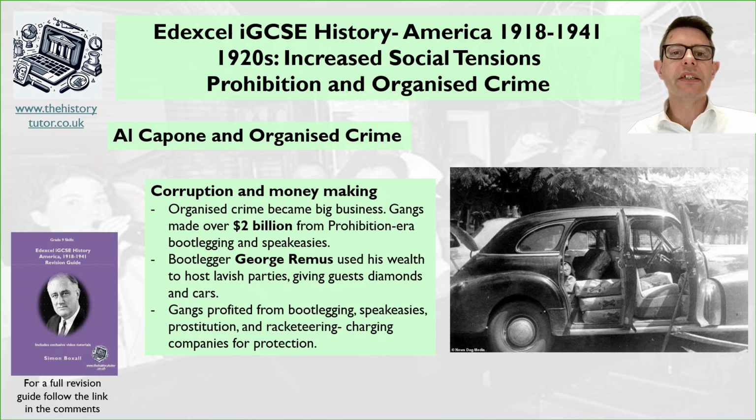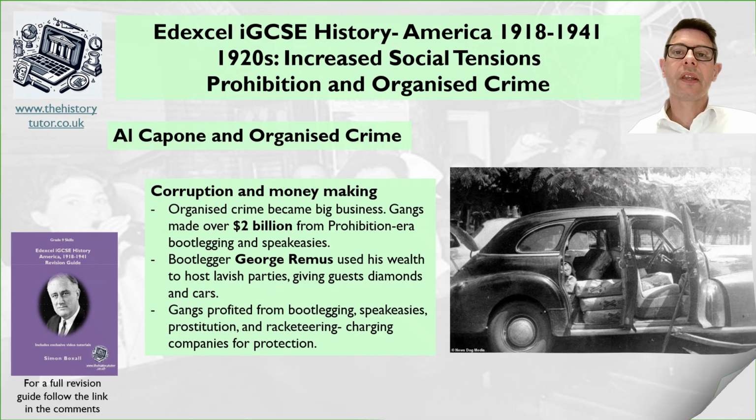Gangs made more than $2 billion from prohibition bootlegging and speakeasies. George Remus, a bootlegger, used his wealth to host lavish parties, giving his guests diamonds and even cars as well. Gangs made money from bootlegging, speakeasies, prostitution and even what's called racketeering, where they charged companies for protection. So organised crime really was becoming big business.